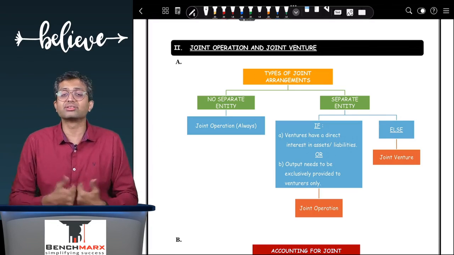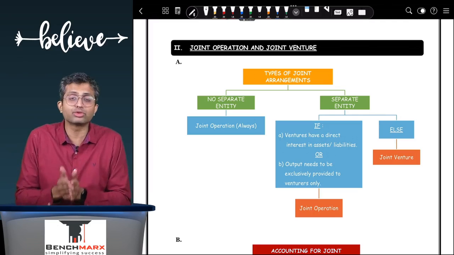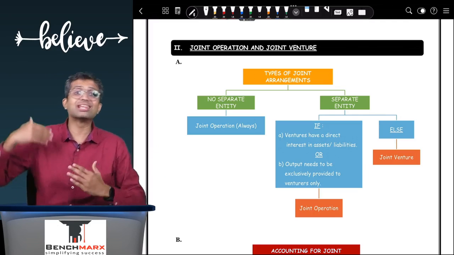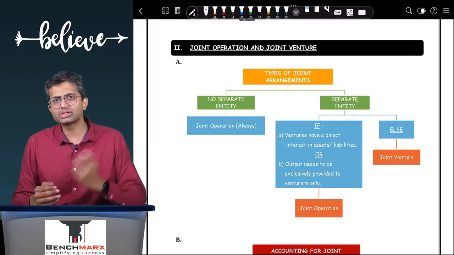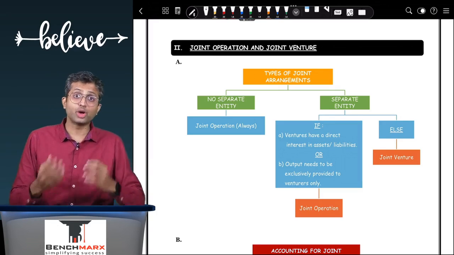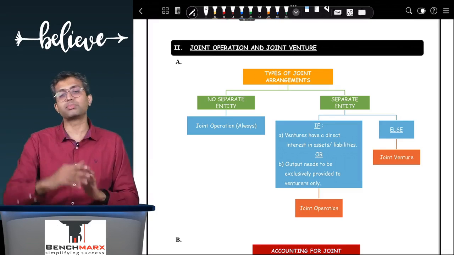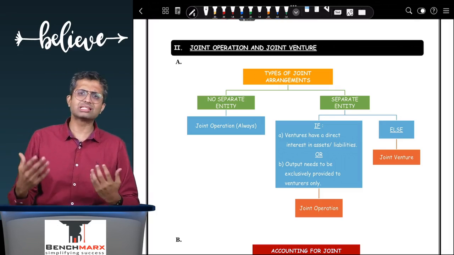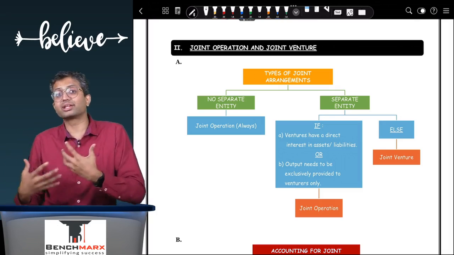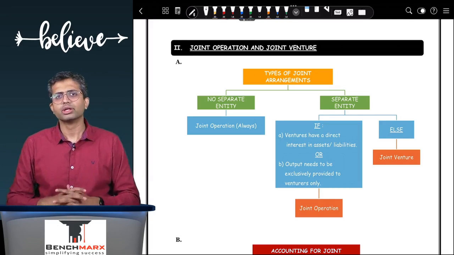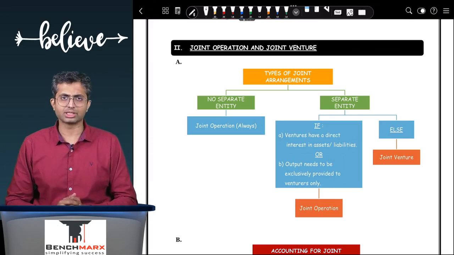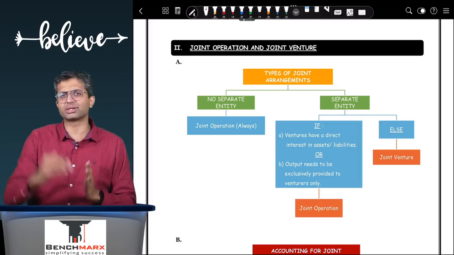Partners continue to be jointly and severally liable, and hence even if there's a partnership firm in the middle, the partners are directly exposed to the assets and liabilities, and hence in such cases you will have a joint operation even if there's a partnership firm in the middle. So in case the partners have a direct interest in the assets and liabilities, it will be treated as a joint operation, even if there's a separate entity in the middle.